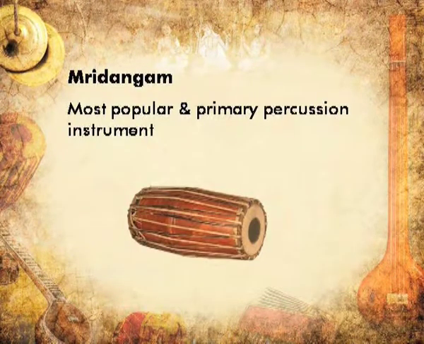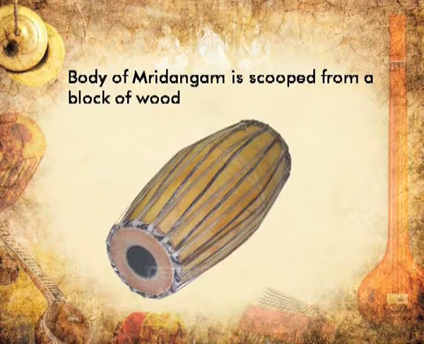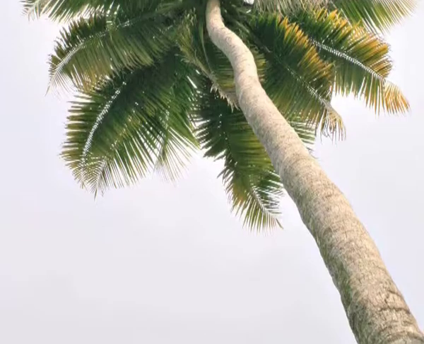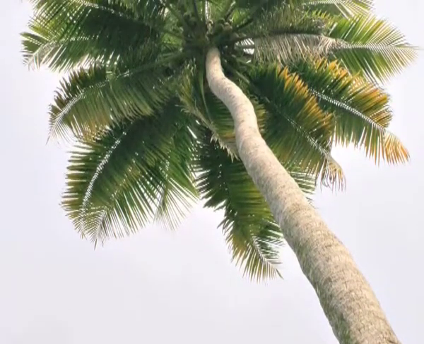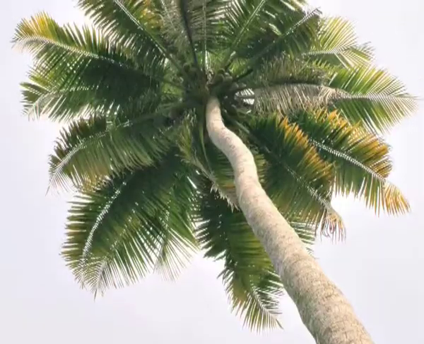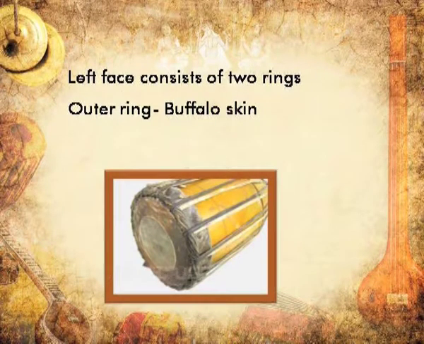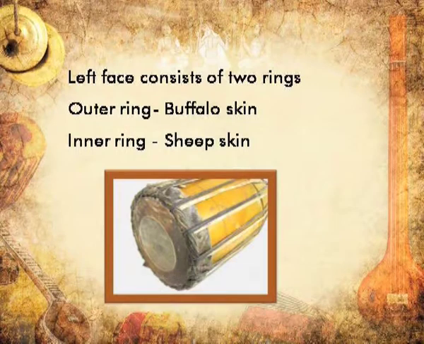Mridangam is the most popular and primary percussion instrument of Carnatic music concerts. The body of the mridangam is scooped from a block of wood. Jackwood, redwood, margosa, the core of coconut tree or any other wood similar to that are used. The right face of the mridangam is smaller than the left face. The left face consists of two rings. The outer one is made of buffalo skin and the inner one of sheep skin.